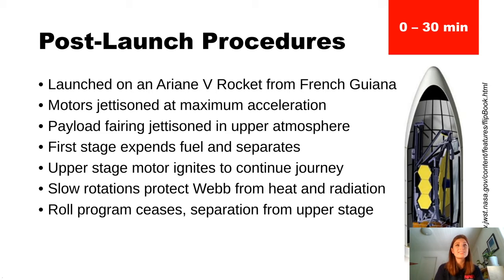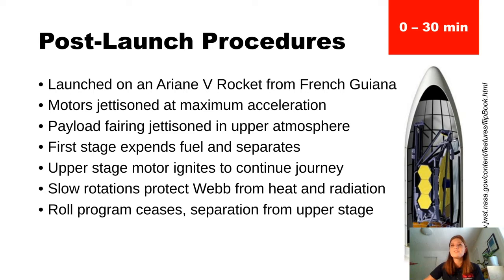Webb was designed to be operational in cryogenic temperatures, and any excess heat or radiation that it's exposed to, especially for prolonged periods of time, does have the potential to do some damage. So we want to avoid heat and radiation buildup as much as possible. After this happens for a little bit with the rolling back and forth, the rolling stops, and the observatory officially separates from the upper stage and continues its journey to its final destination.